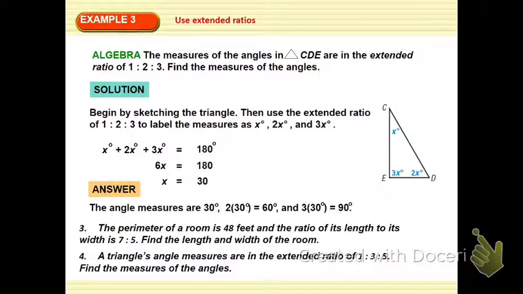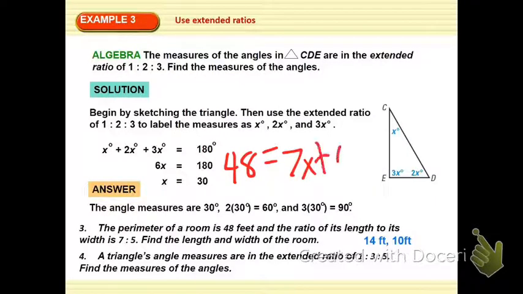Oh wait, was it like 48 equals 7x and 5x? 7x plus 5x equals 48. Yes, you would do 48 equals 7x plus 5x plus what? That's just 2 of the walls. What are the other 2 walls going to be? 7x and 5x. 7x plus 5x. And then solve it from there.